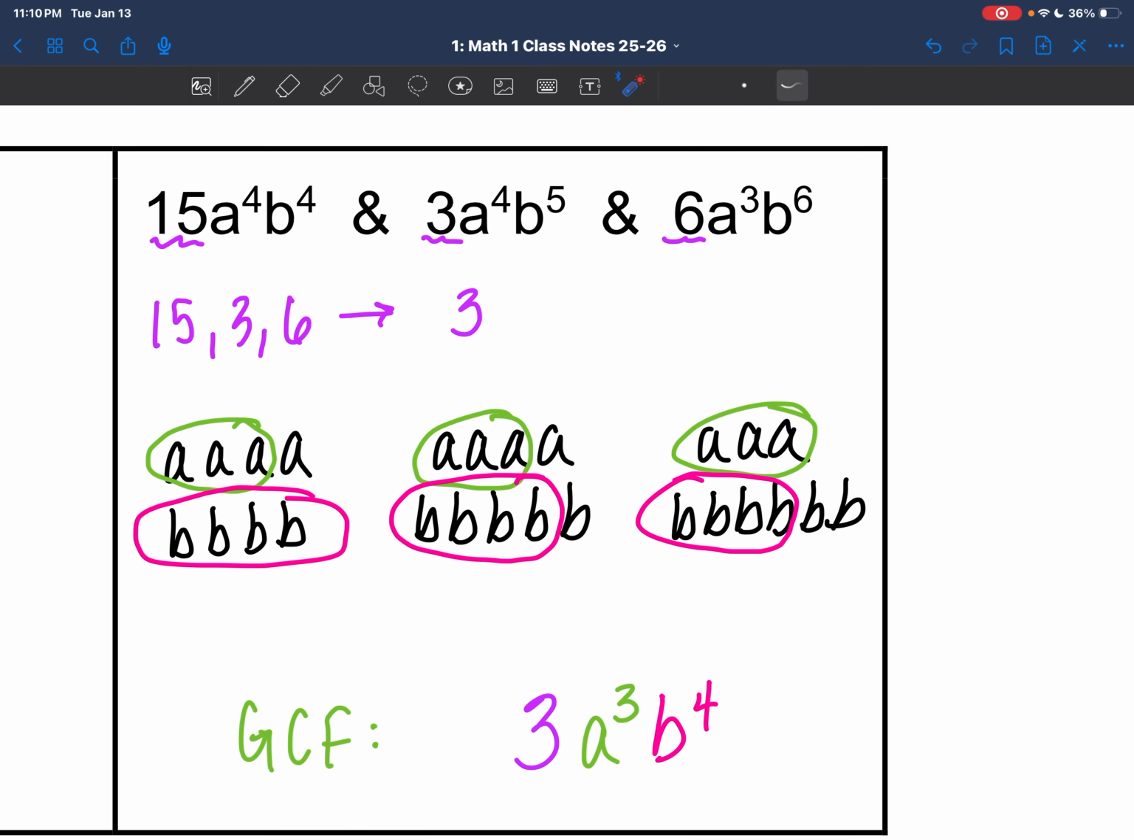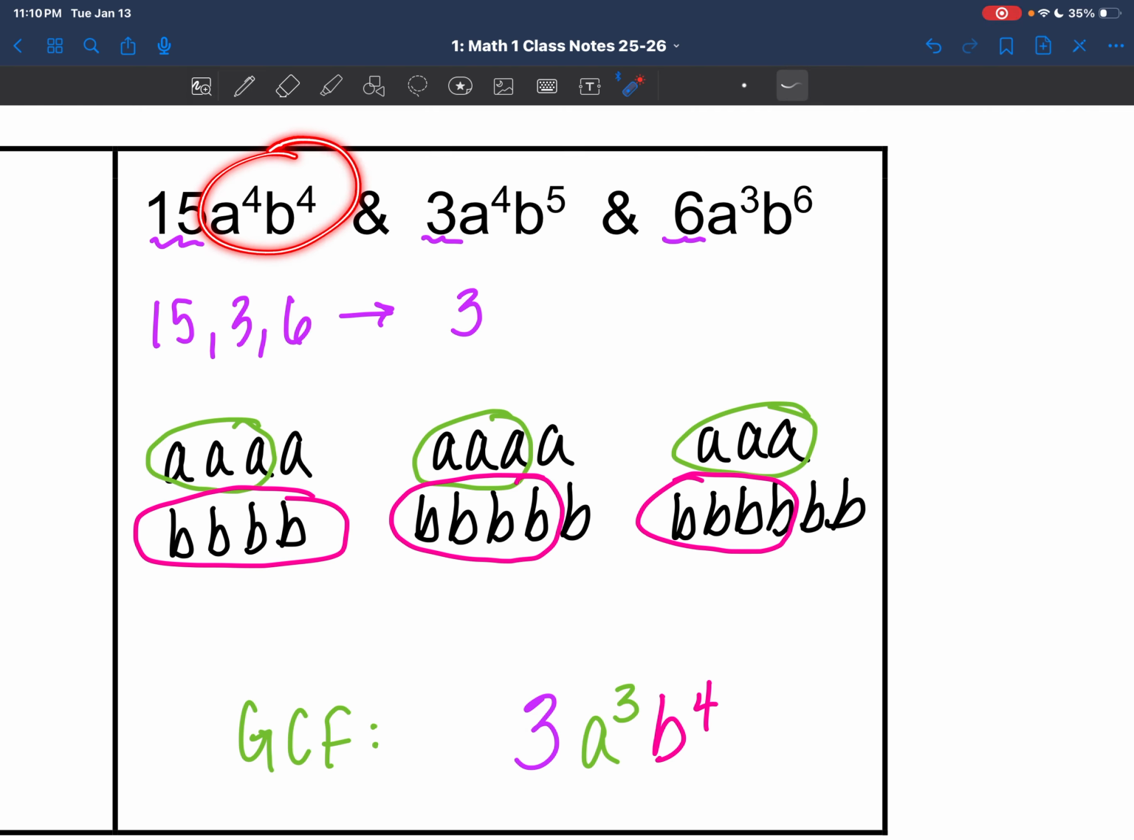All right, so now I have 3 different things to look at. First off, with 15, 3, and 6, the greatest common factor they have is 3, because this is 5 times 3, 3 times 1, 2 times 3. So for 15, 3, and 6, the greatest common factor is 3. We're going to bring this down here.